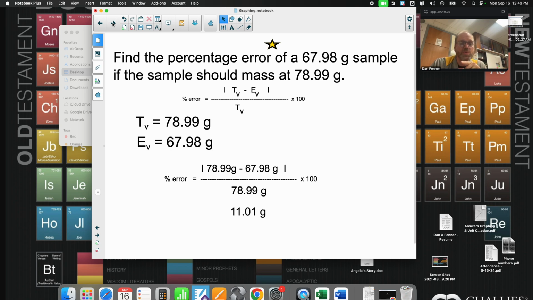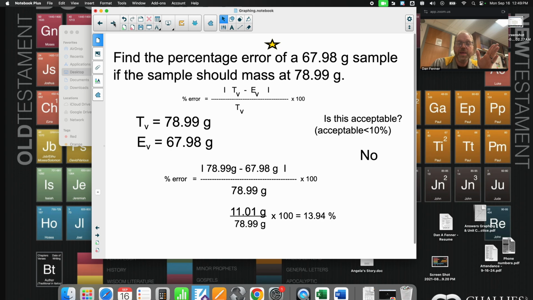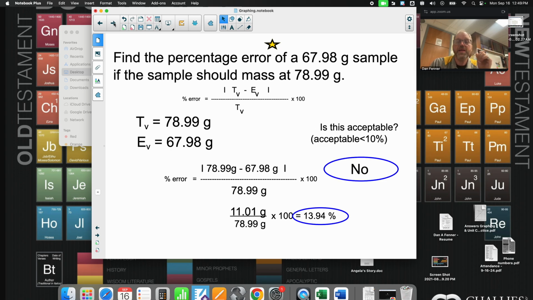When we subtract that, we get 11.01, last fill column for subtraction. Divide by 78.99 times 100. Answer is coming out 13.94. I have 4 sig figs in 11.01. I have 4 sig figs in 78.99. My grams cross out, so there's no grams. That's my error. Would this be acceptable error? No. Why? Because it's greater than 10%. Hopefully that makes sense. Now let's look at graphing.